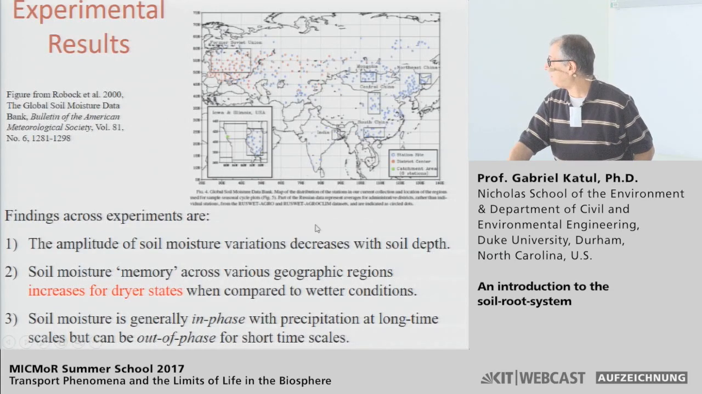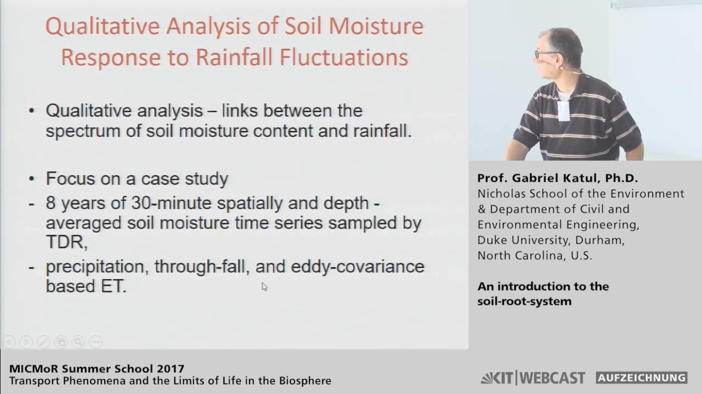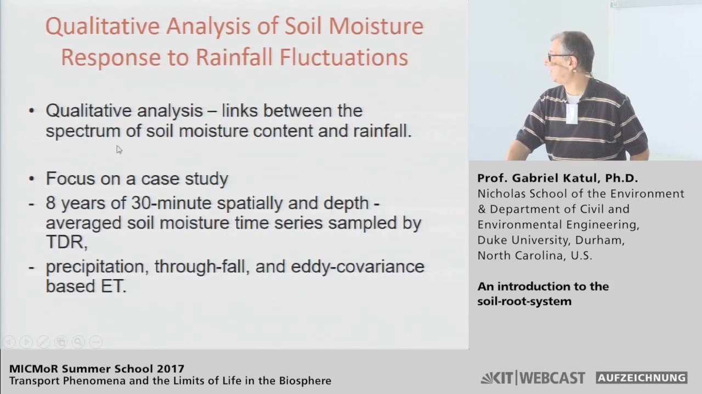So to try to come up with an explanation for these, at least qualitative findings without the specifics of a site, we decided to look at the hydrologic balance with an eye towards trying to understand how these conclusions might pop up. So this is exactly the point. We're going to now present a qualitative analysis that shows the links between the spectrum of soil moisture content, which encodes a lot of these conclusions, and rainfall.